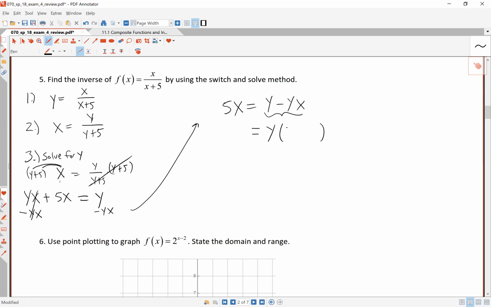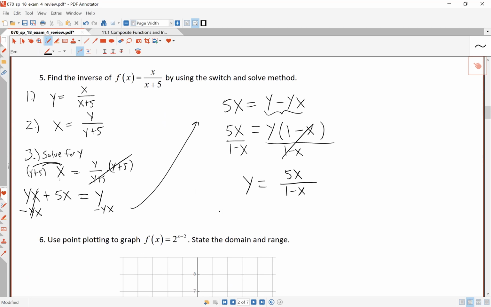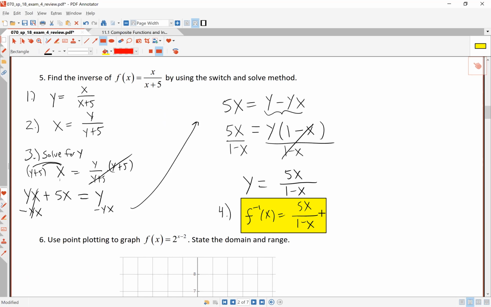When you take a y from a y, you're left with 1, and a y from a yx, you're left with x, or minus x. To solve for y, we divide both sides by 1 minus x. And now we've got y all by itself, 5x over 1 minus x. Last step is the formality part of this. We found the inverse of f, which is 5x over 1 minus x. And this concludes the video for the review for section 11.1.